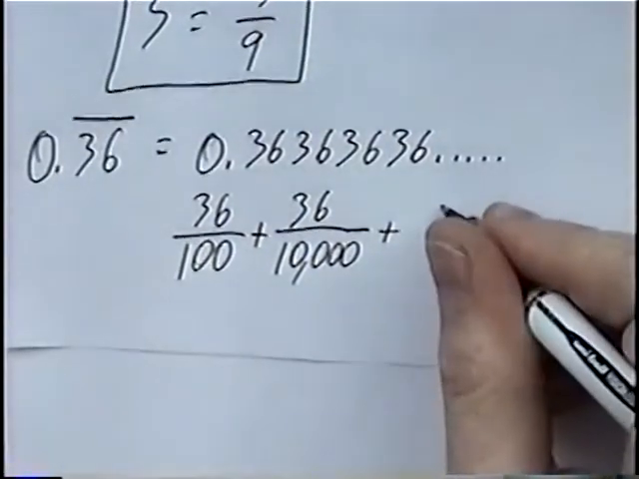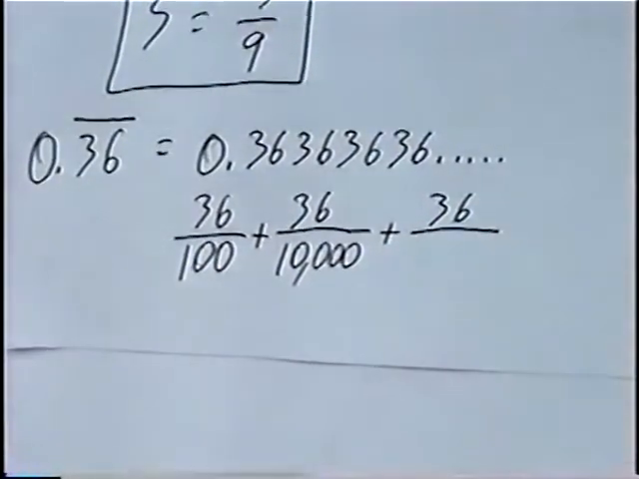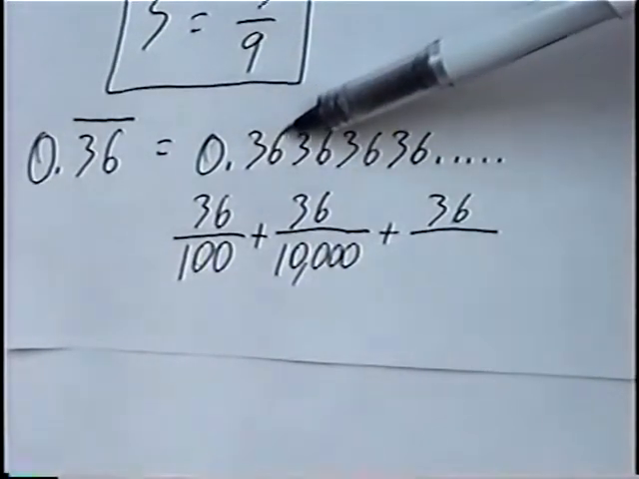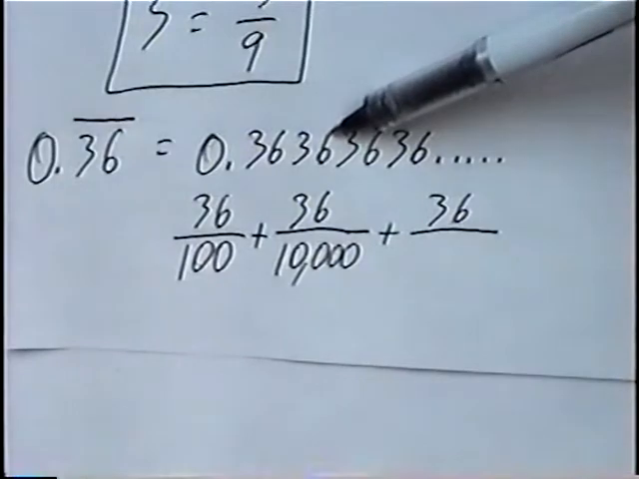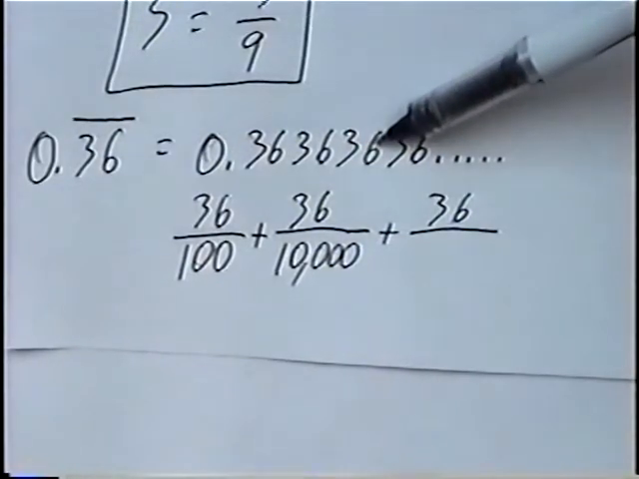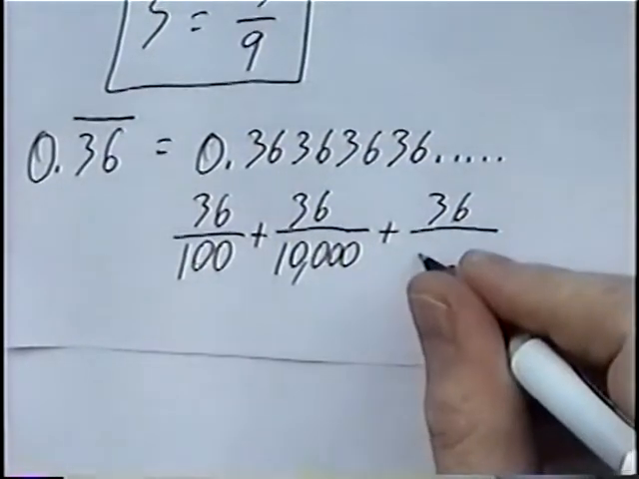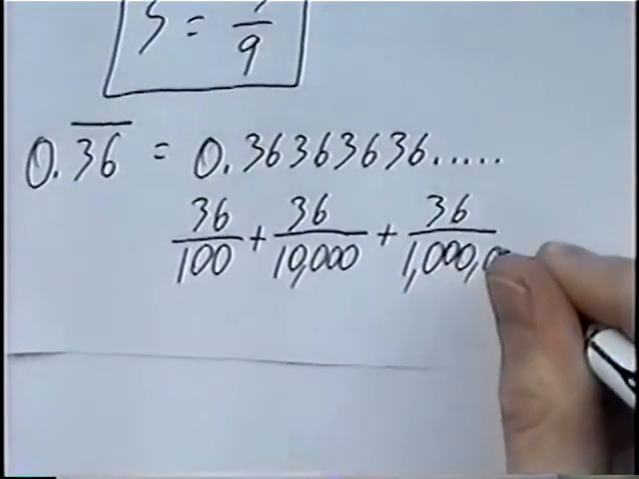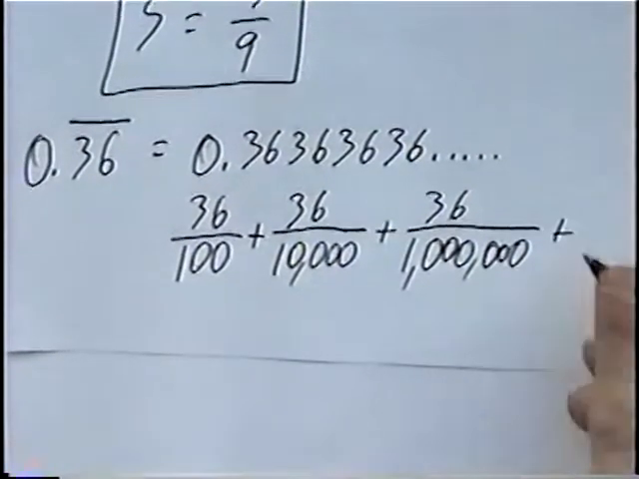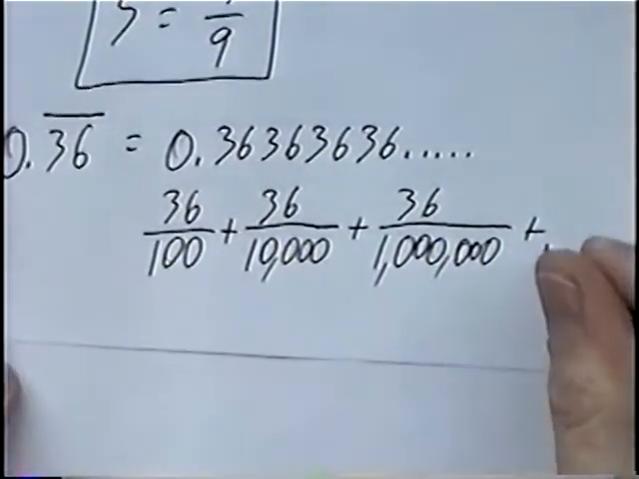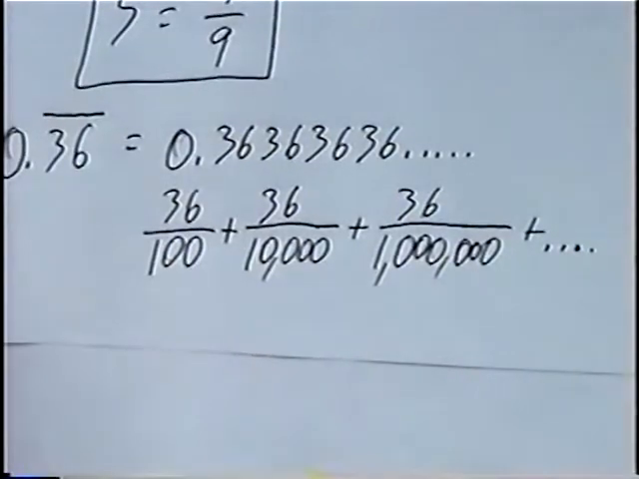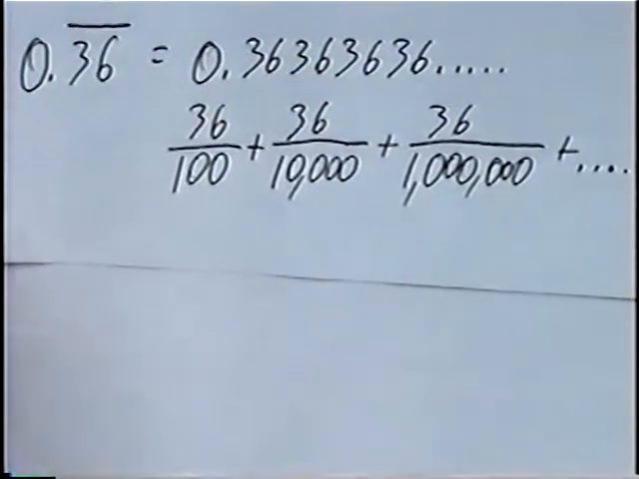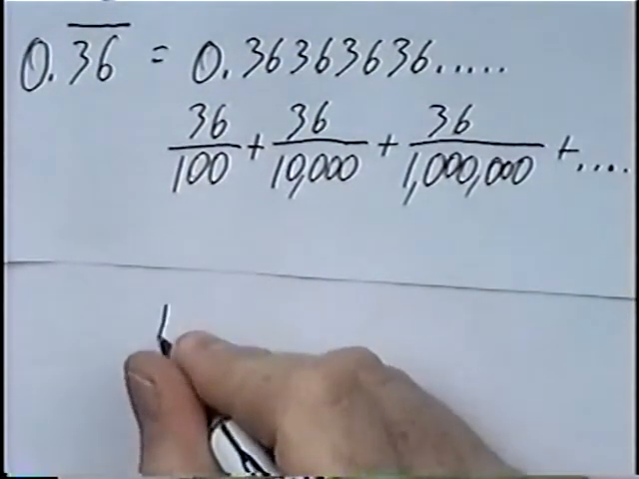And one more we'll continue on, 36. The third 36, counting the decimal spots, we have the tenths, hundredths, thousandths, ten-thousandths, hundred-thousandths, and millionths. So the third 36 would be 36 over a million. After this, we can put... as the fractions would continue on forever. Again, for the equation for the sum, we'll need the rate.